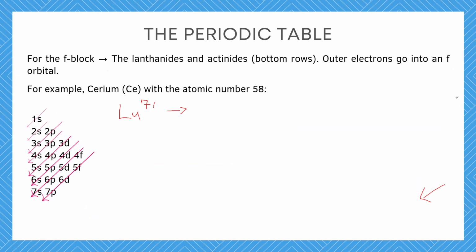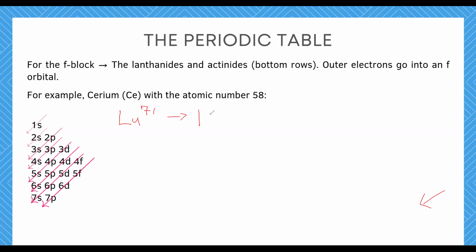We start with 1s2, right? Yes, sir. Good. What's next after 1s2? 2s2. Now we have 4 electrons. What's next after that? 2p6. Now we have 10 electrons. What's next after 2p6? 3s2. What's next after that? 3p6. Then after that we have 4s2. Good. Then after that we have what?